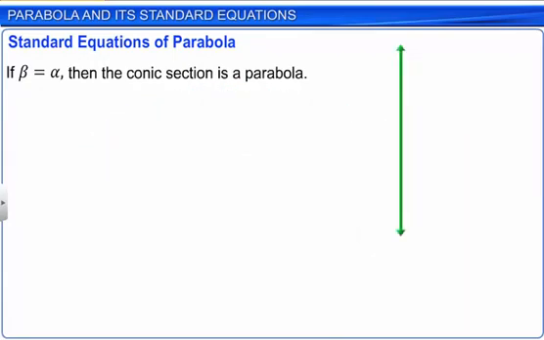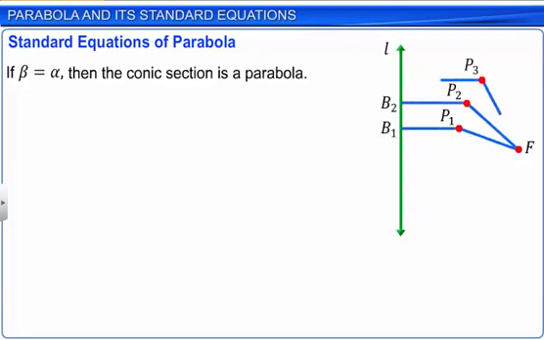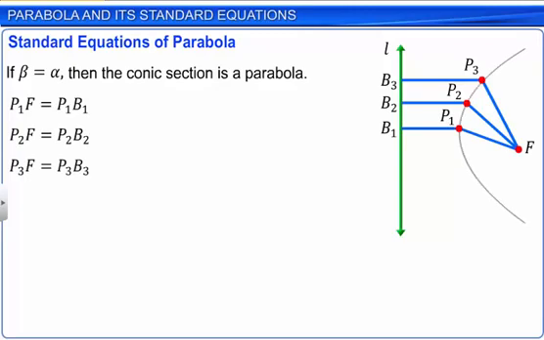Consider a fixed straight line L in a plane. Also consider a fixed point F in the same plane but not on line L. Now consider points P1, P2 and P3 such that their distances from the fixed line L and the fixed point F are the same. Then the curve passing through all such points is a parabola. Thus, a parabola is the set of all the points in a plane that are equidistant from a fixed line and a fixed point in the plane.